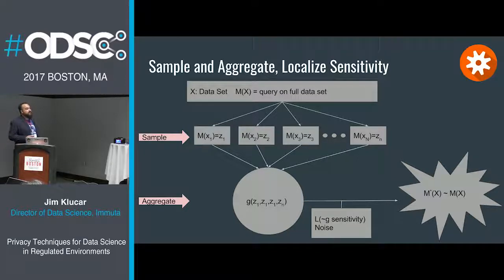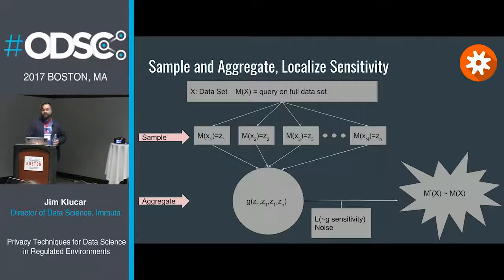and you aggregate that data in a private way and then add noise. And what that's doing is finding out what the local sensitivity of that query is, and then you can add much less noise and still maintain privacy.